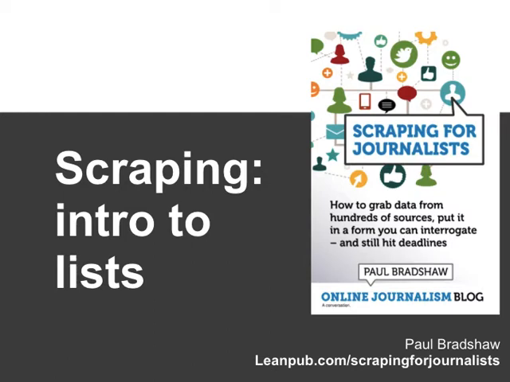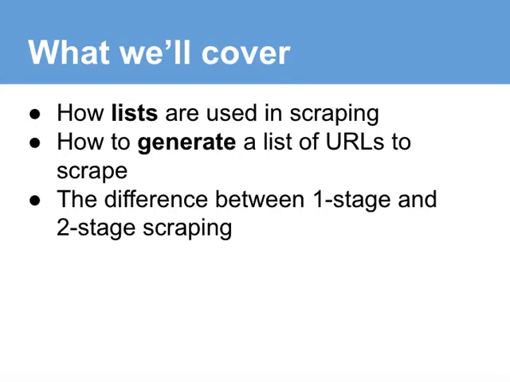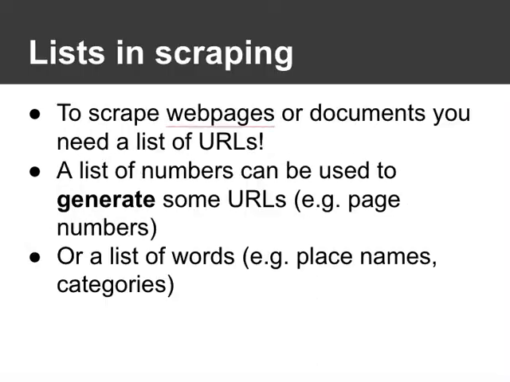If you're going to scrape some information, then it's likely you're going to need to use lists. In this presentation, I'm going to talk about how lists are used in scraping. I'm going to talk specifically about how to generate a list of URLs to scrape, for example, and also the difference between two broad approaches to scraping, what you might call one-stage and two-stage scraping. First of all, then, lists.